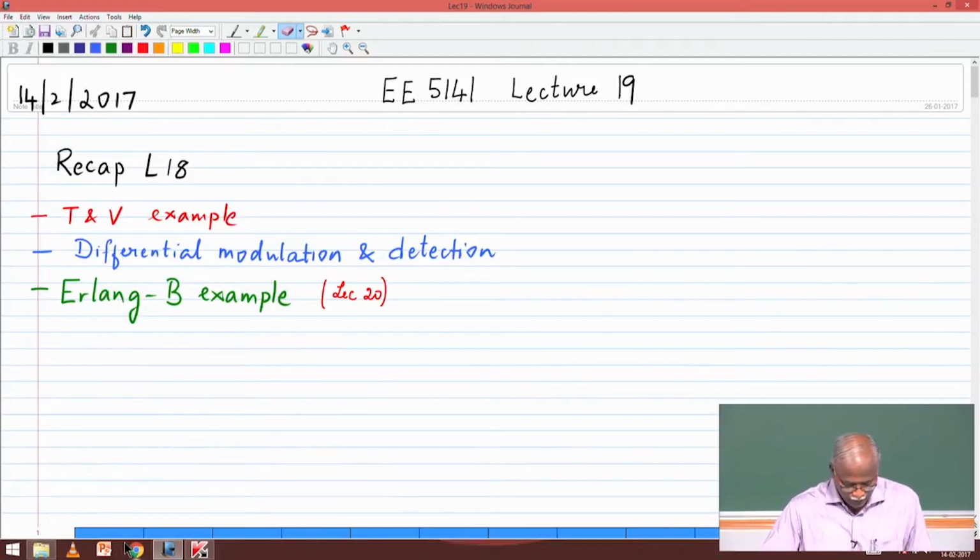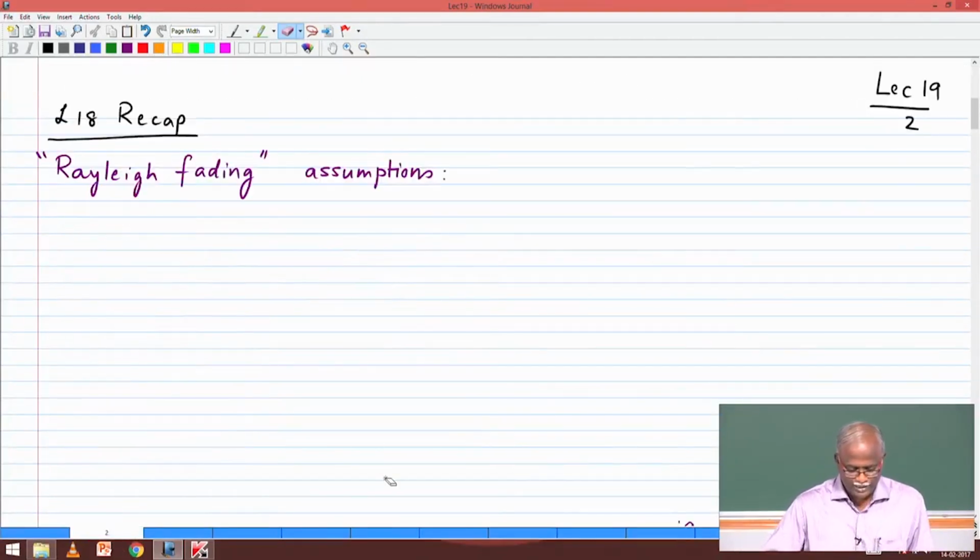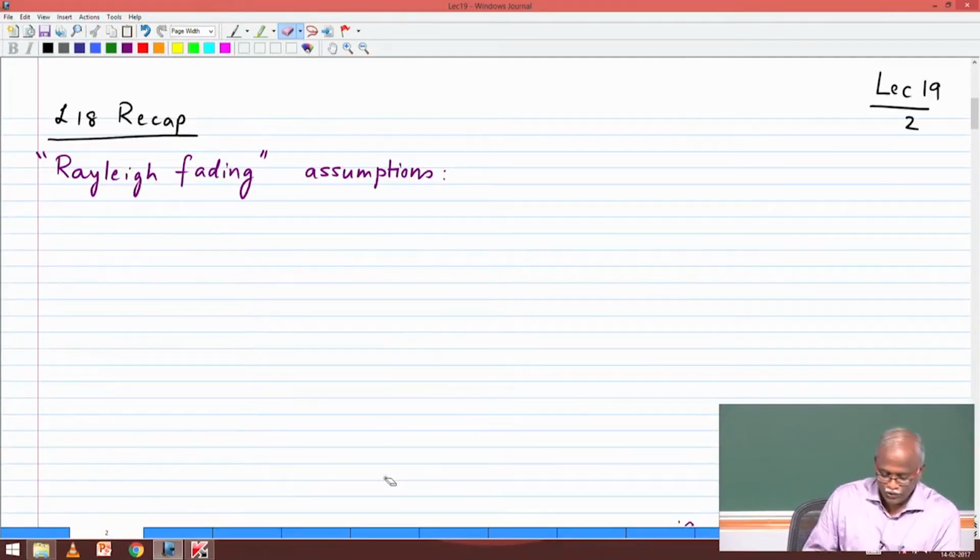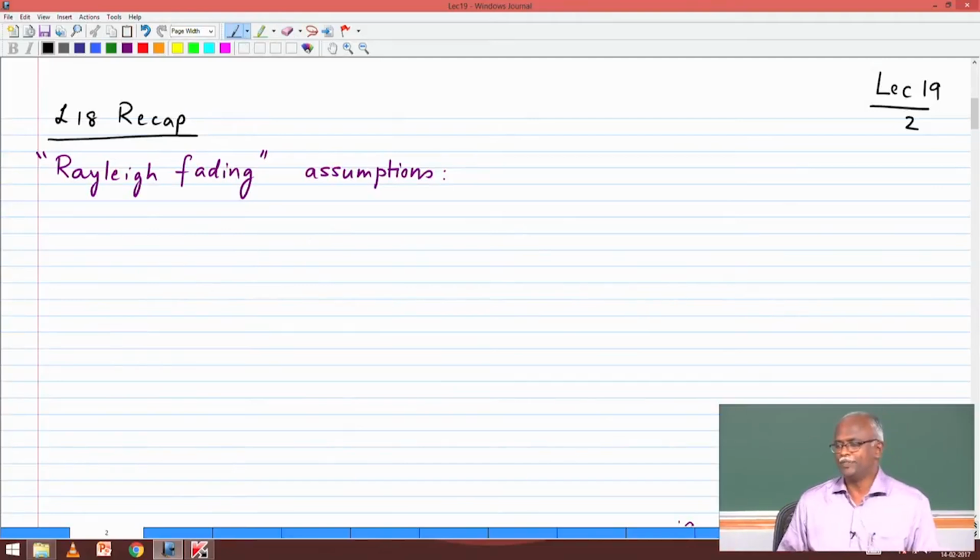So let's move into a quick summary of the points that we mentioned. As a student of wireless communications, if somebody were to tell you, I'm making the assumption that the channel is a Rayleigh fading channel, what are some of the assumptions that they are making? Can you just quickly run through the things that you remember? What is it that makes a channel a Rayleigh fading channel?